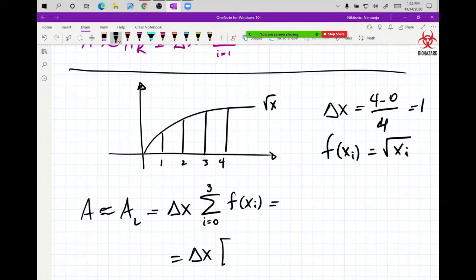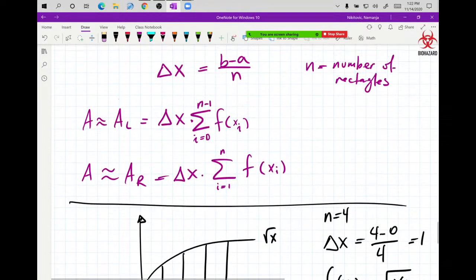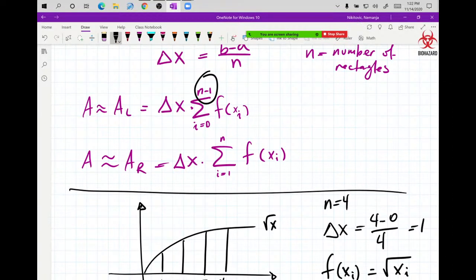Now, if you want to write it out, you can. Delta x, and now what do I have? i equals 0, that's f of x_0, plus the next time around, i is 1, f of x_1, plus f of x_2, and the last one, f of x_3. You see how the top was n minus 1? Your n was 4, because you wanted 4 rectangles, right? So n minus 1 on top, and that's what you see here. But you started at 0, so you're counting that 0 in.